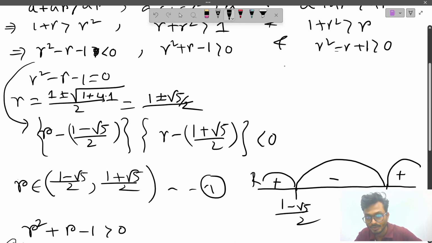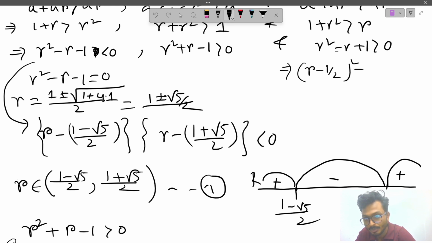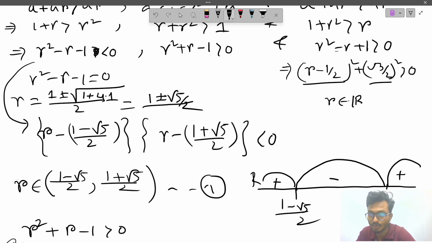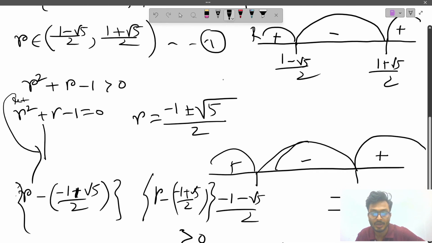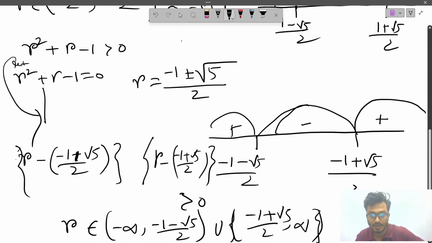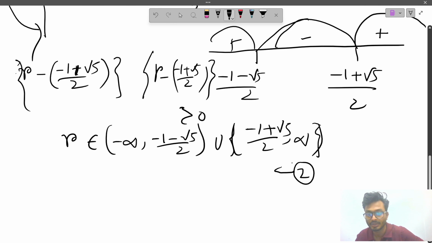So r square, so in that equation we can write it as (r - 1/2) whole square plus (√3/2) whole square greater than 0. In that case it is always positive, because it is the sum of the squares of two terms. So in that case our range of r will be the whole real line. So what we need now is the intersection of this 1, this 2, and this 3.